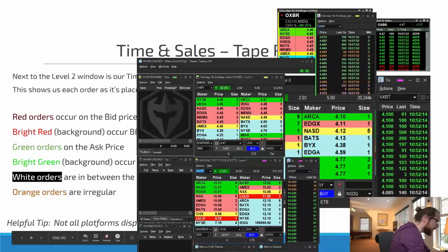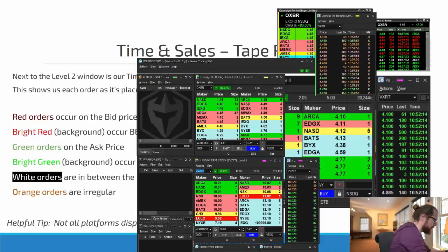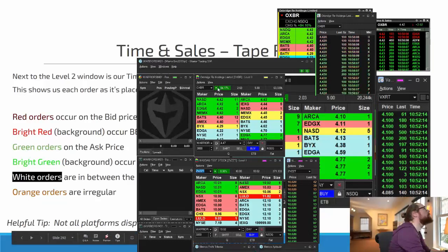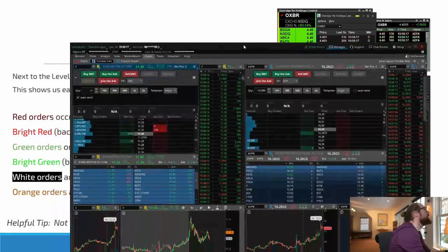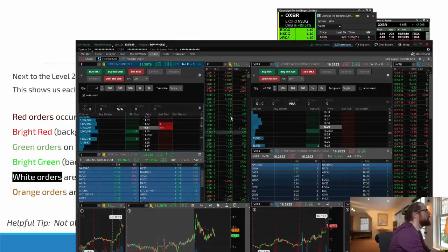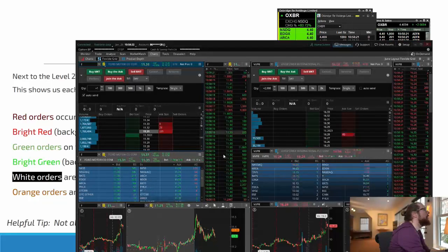All right, let me see if I can get logged into my TD Ameritrade account. TD Ameritrade's a little slow to open. So what we have here is a very similar tape, which I have stretched out to make it a little bit bigger.